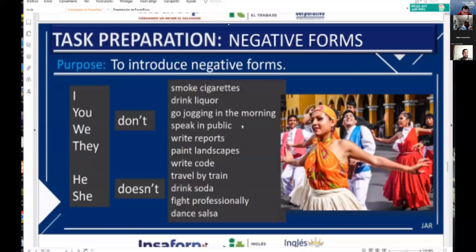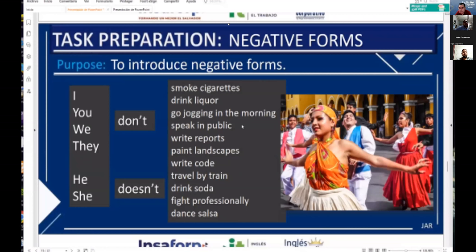Cigarettes. Teacher, what is the pronunciation of cigarette? Okay, thank you. Sería, I don't smoke cigarettes. I don't drink liquor. I don't go jogging in the morning. I don't speak in public. I don't write reports. I don't paint landscapes. I don't write code. I don't travel by train. I don't drink soda. I don't fight professionally. And I don't dance salsa.